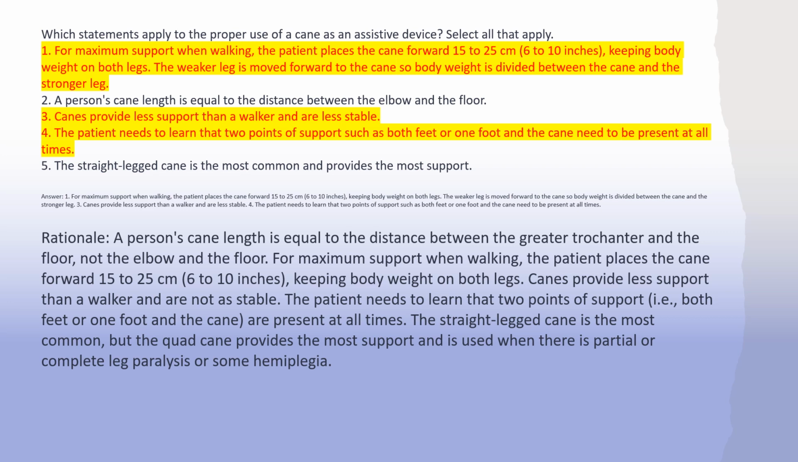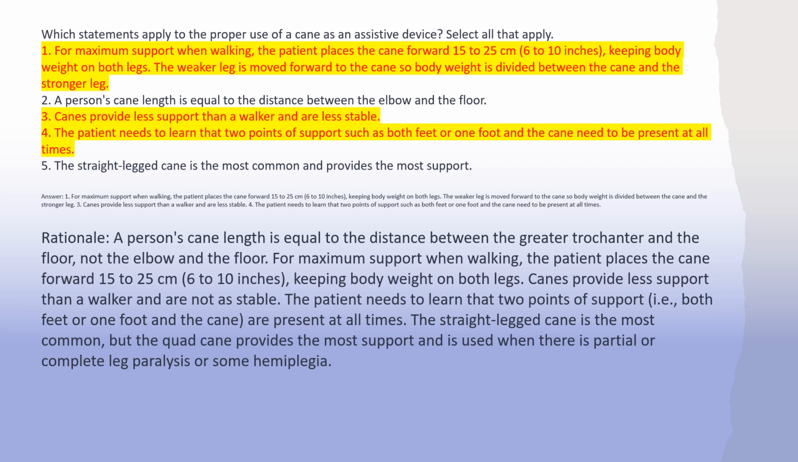Answer: 1. For maximum support when walking, the patient places the cane forward 15 to 25 centimeters, 6 to 10 inches, keeping body weight on both legs. The weaker leg is moved forward to the cane so body weight is divided between the cane and the stronger leg. 3. Canes provide less support than a walker and are less stable. 4. The patient needs to learn that 2 points of support, such as both feet or 1 foot and the cane, need to be present at all times.